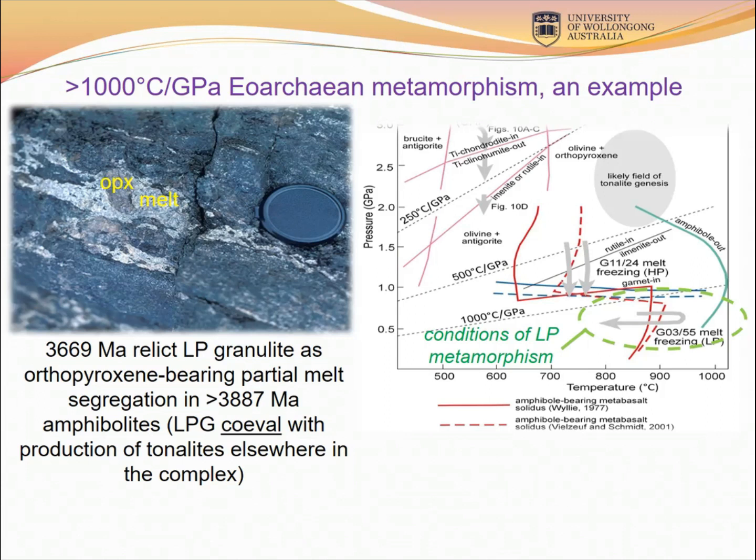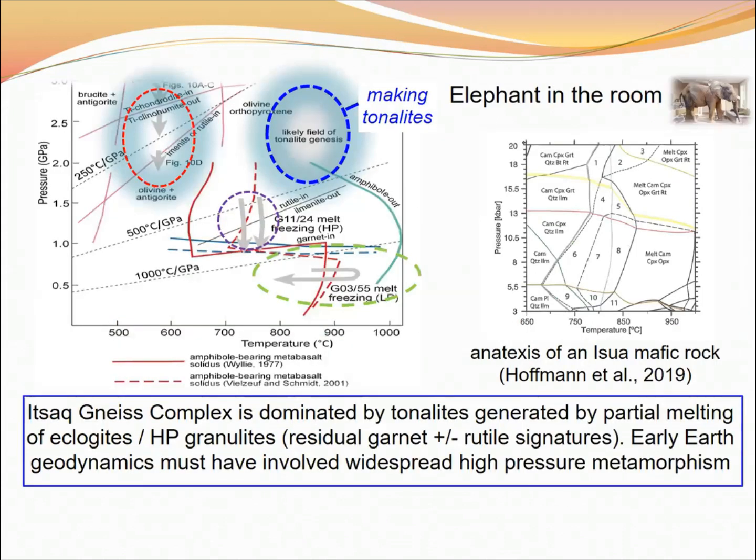So as you can see, you're actually getting a very wide range of metamorphic conditions on the early Earth. So that shows, first of all, the three ranges of metamorphic peak conditions preserved. But there's another, what I call the elephant in the room. And that is most of the early Eoarchean crust is made of this igneous rock called tonalite, which is formed by the melting of mafic rocks.